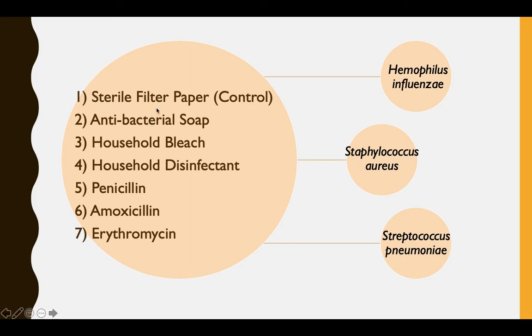1, we have our sterile filter paper for control. 2, antibacterial soap. 3, household bleach. 4, household disinfectant. 5, penicillin. 6, amoxicillin. 7, erythromycin. And these are numbered just to help you see how everything was laid out on the petri dish. They will be in the exact same order, and I'll show you that in a minute.